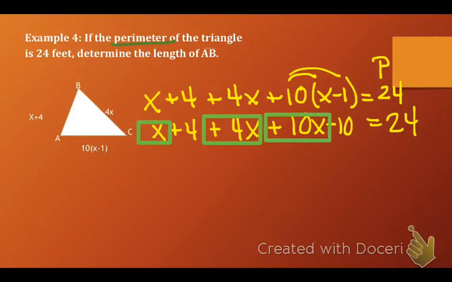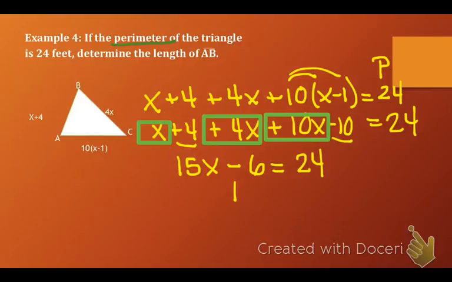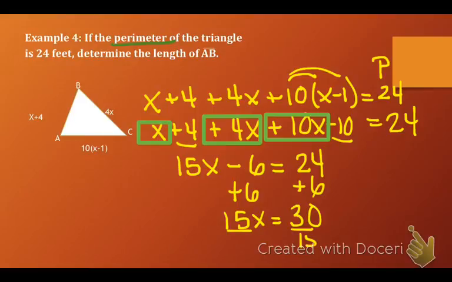Now I look for and combine my like terms. So I've got several sets of x's here, which results in 15x, and then I have some constants. The plus 4 and the minus 10 would be minus 6 equals 24. Now, isolate your variable by adding 6 to each side, which gives 15x equals 30. Then divide each side by 15, and you get x equals 2.